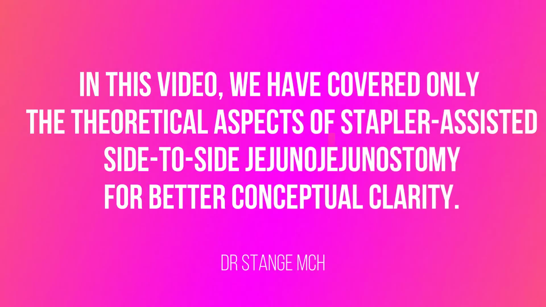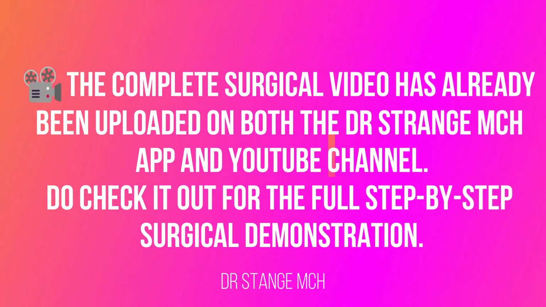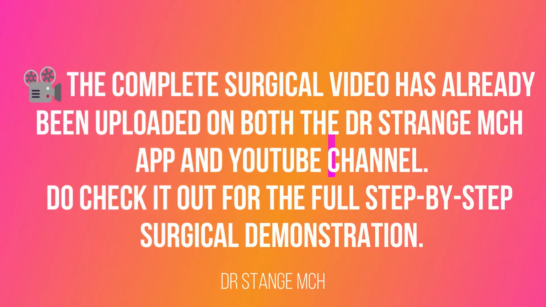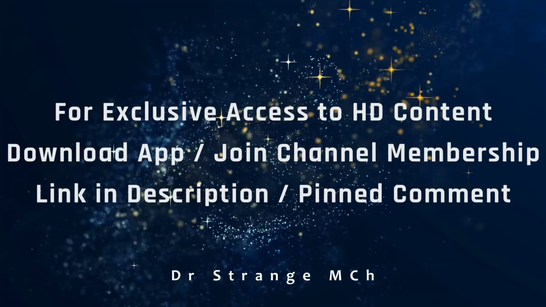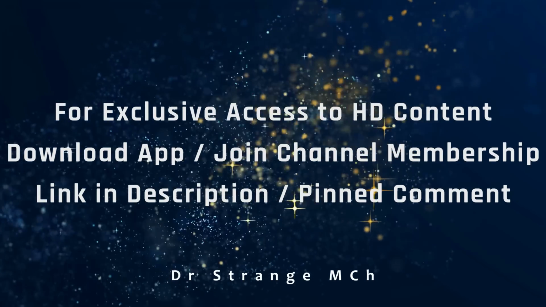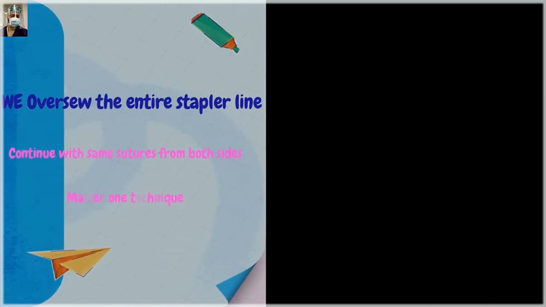So after doing the Roux-en-Y cystojejunostomy, now we have reached the part of doing stapler-assisted side-to-side jejunojejunostomy. The first part is we align the two limbs of jejunum correctly. But I leave it up to the viewers. They may not do the same thing.